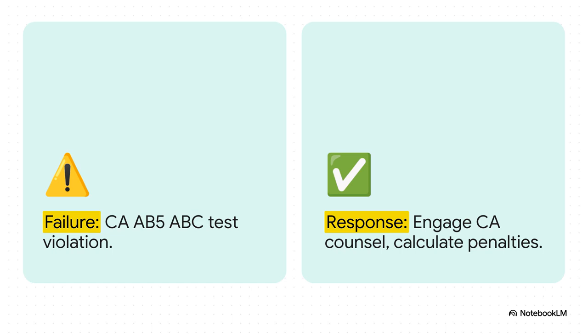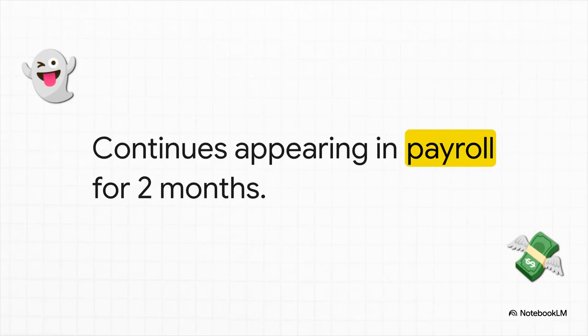You must engage California employment counsel immediately. You need to start preparing to calculate minimum wage, overtime, workers' comp, and those severe PAGA penalties. We're talking $100 per pay period for initial violations and $200 per pay period after that, calculated all the way back to the date of misclassification. It's huge.